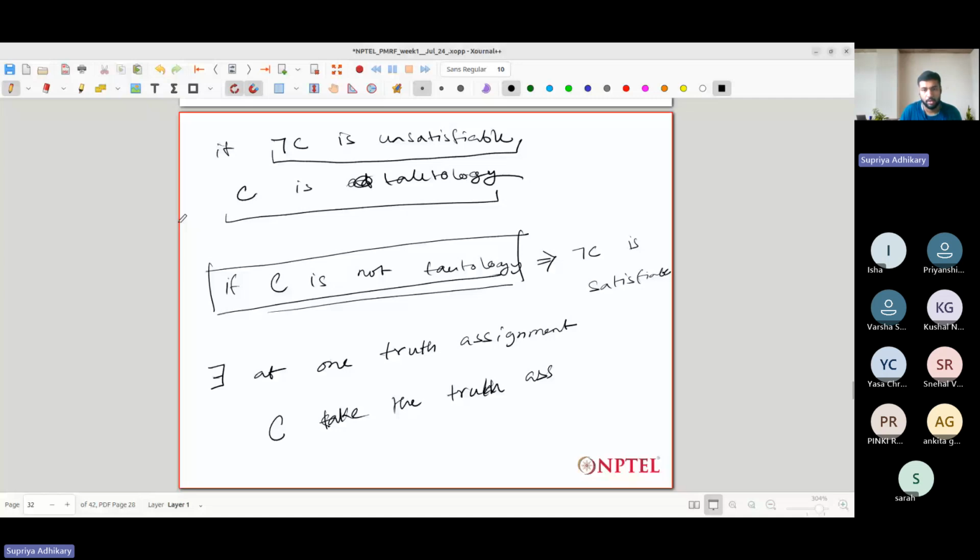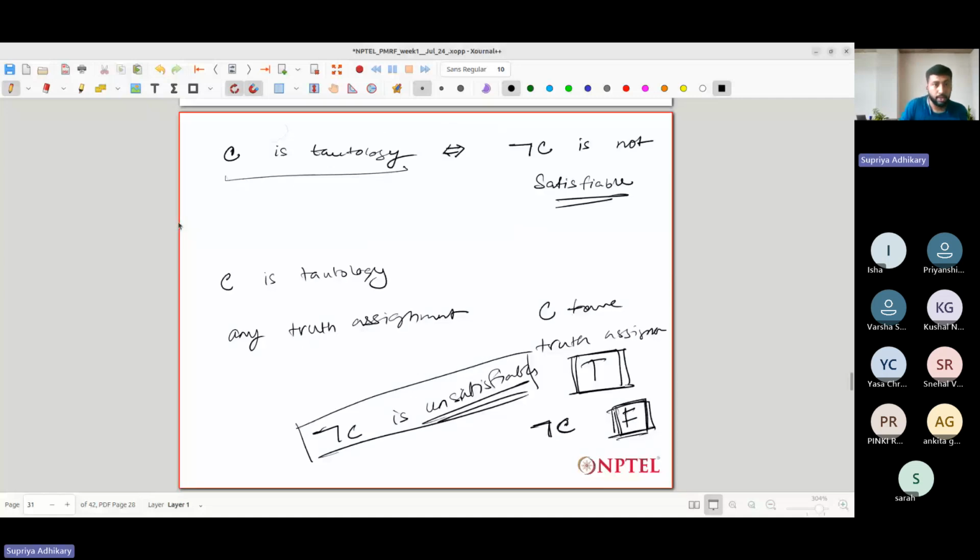So that means that there exists at least one truth assignment such that not C takes the truth assignment T. And if there exists at least one truth assignment such that not C takes the truth assignment T, that means that not C is satisfiable. So that was the definition of being satisfiable: given at least one truth assignment which gives the truth assignment T. So this is true. So we have proved that C is a tautology if and only if not C is not satisfiable.